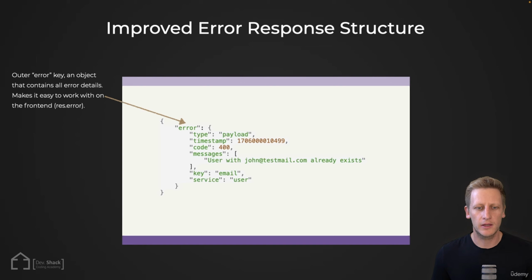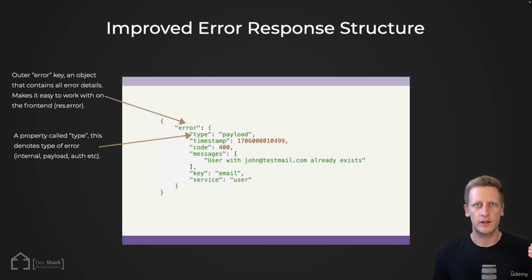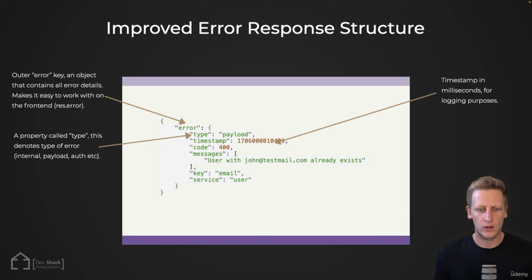On that error, we'll have an object that will contain all the error details. And this is just going to make it a lot easier to work with in the front end, because then we can just reference res.error and we'll have access to all the information related to the error from a specific API request. I want to include this property on the object called type, and that's just going to denote whether it's a payload error, an authentication error, an internal error. And then we'll include a timestamp, and this is going to be useful for logging purposes.